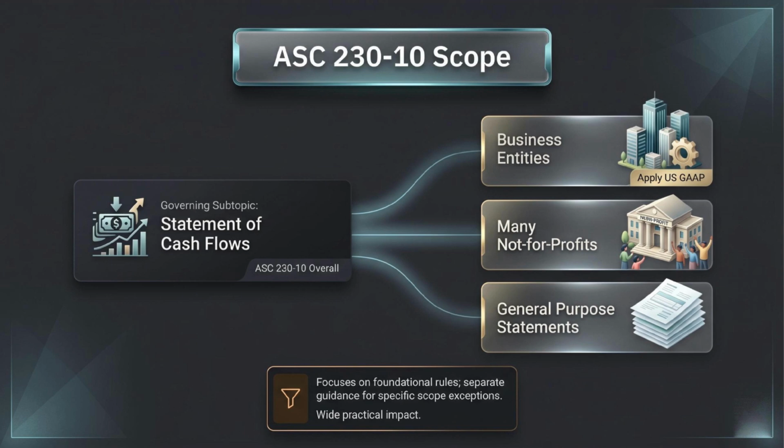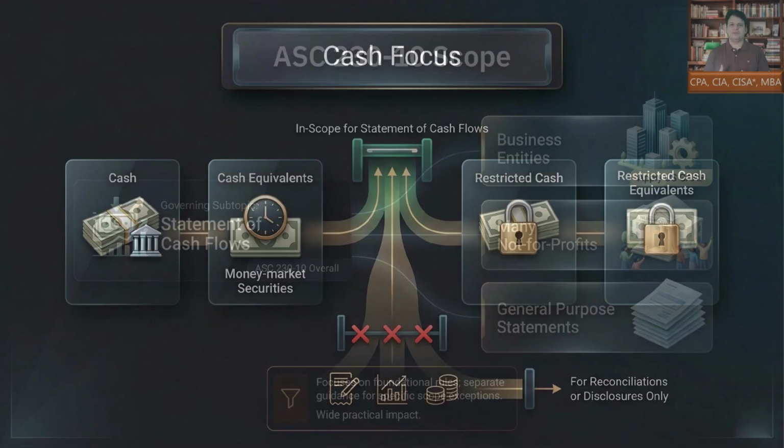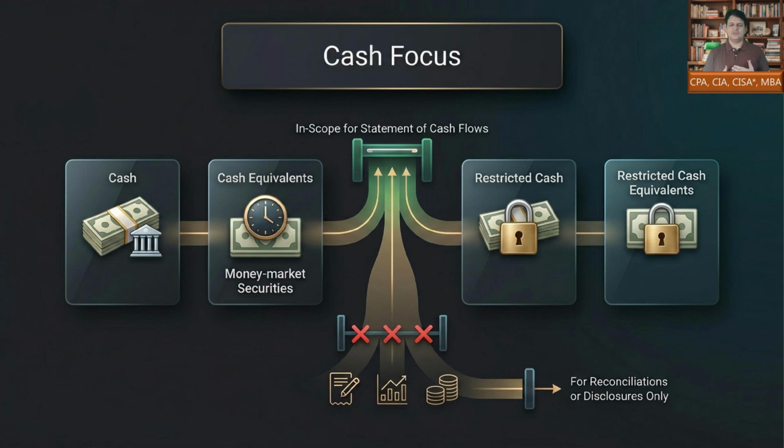For now, remember this: ASC 230 is not just a mechanical statement format. It is the standard that tells us how to explain cash movement in a disciplined way. The statement of cash flows reports cash movement only. It is not an income statement and it is not a balance sheet.